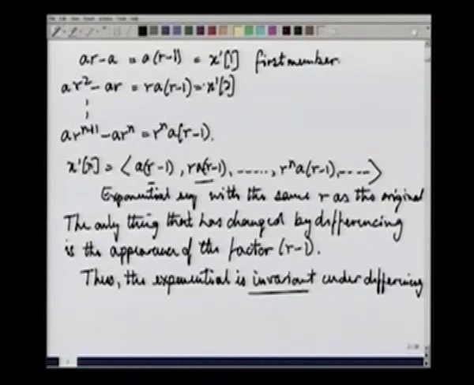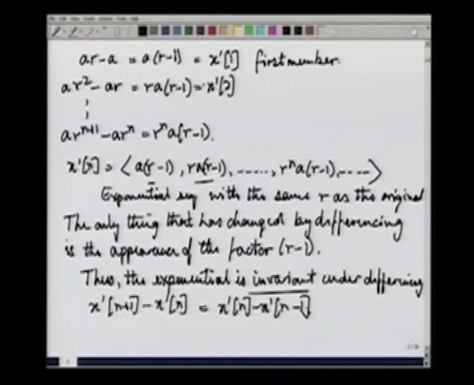What would happen if you differenced it once again? That is, what would happen if you took x dash n plus 1 minus x dash n, which by the way, is exactly the same as x dash n minus x dash n minus 1.